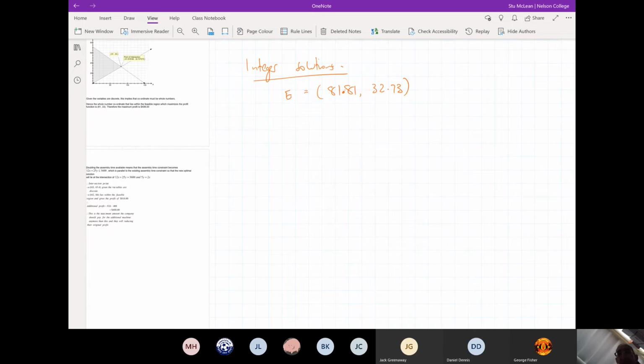So let's think about the point E. If I make this across here 81, 1, 2, 3, 4, 5, 6, 7, 8, 9, 10, 82. And going up this way, if I make that 32 down there, so that point, this one here, is exactly 32.81, and 1, 2, 3, 4, 5, 6, 7, 8, 9, 10.